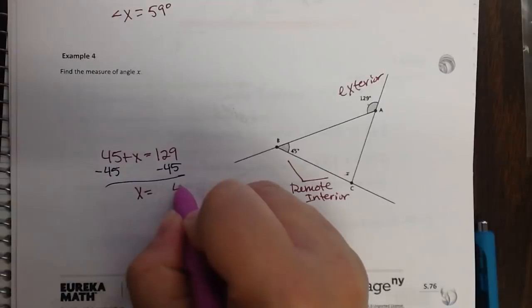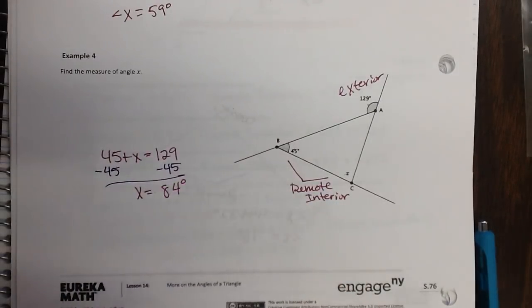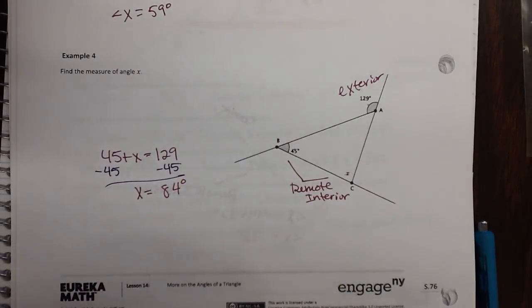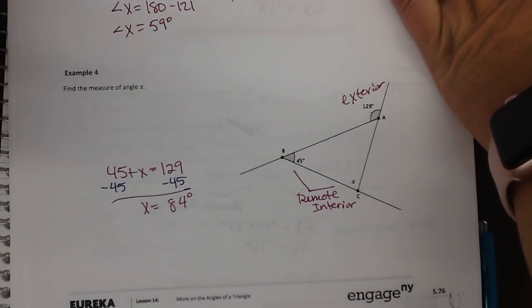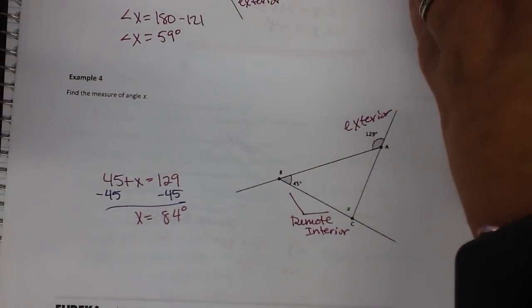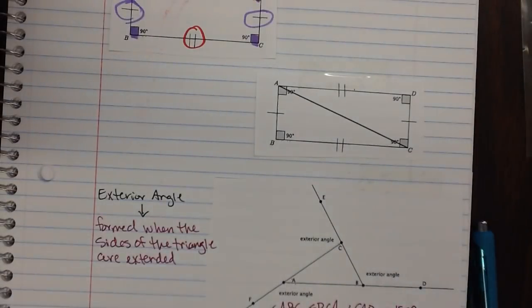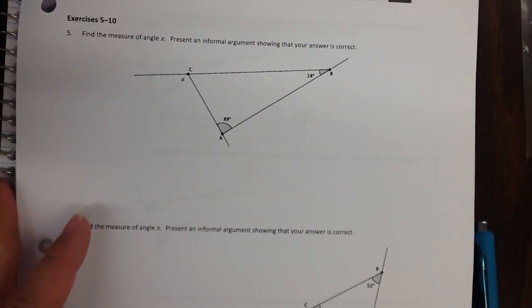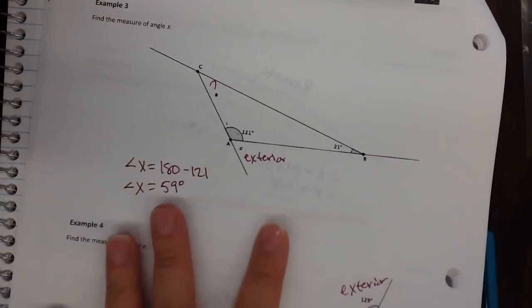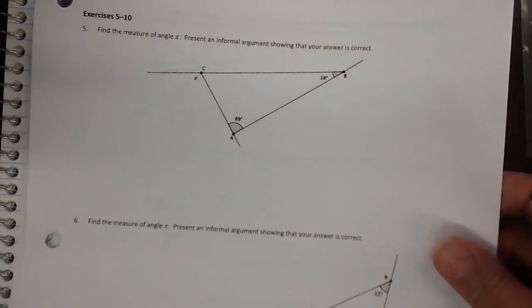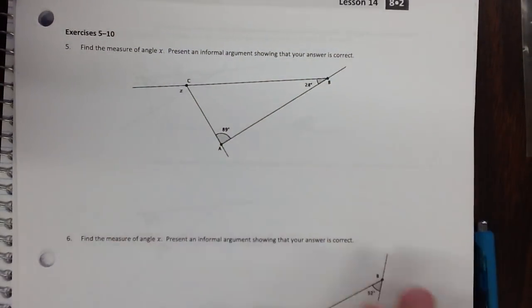X equals 84 degrees. Okay? And then let's move on to 5 through 10. It says, find the angle measure of x, present an informal argument showing your answer is correct. So here, we were just finding the measure. Here, we have to explain how we found it.